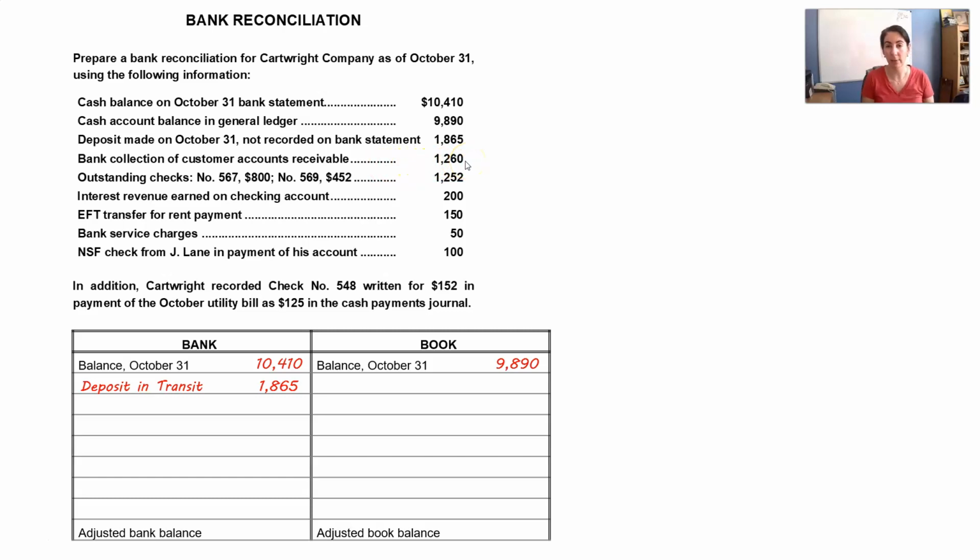Okay, bank collection of customer accounts receivable. So the bank collected money on my behalf. I didn't realize that. I went, oh, great. All right, so-and-so paid me. Fantastic. I need to update my records to reflect that collection.